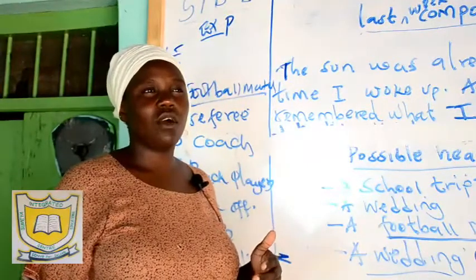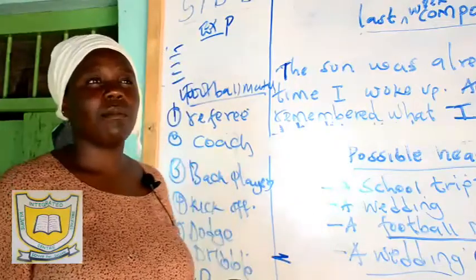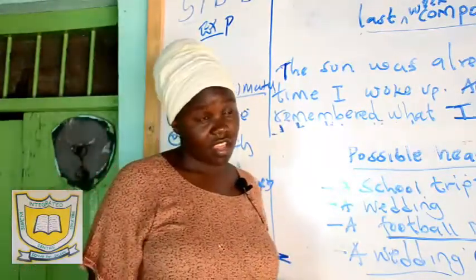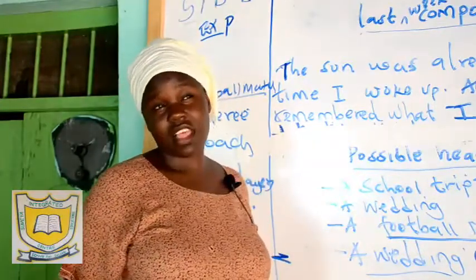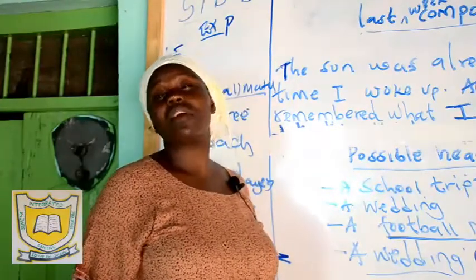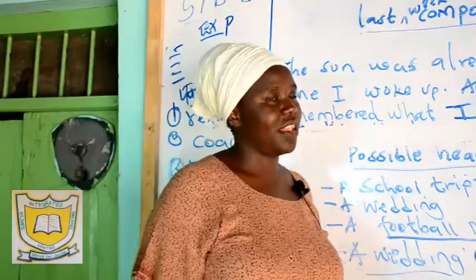If it is a wedding ceremony, whoever comes first is the bridegroom, and then the bride comes later. It is not the other way around, where the bride comes and then she sits and waits for the bridegroom. No, the bridegroom waits for the bride.